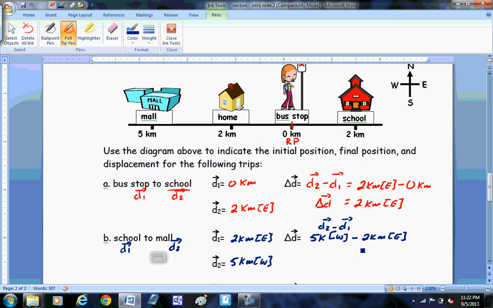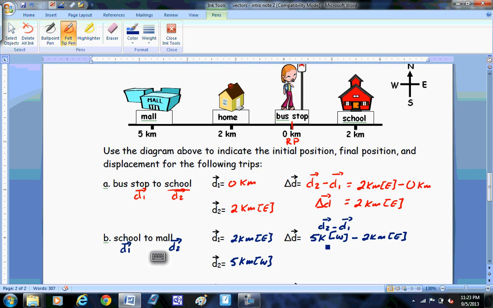Got a little bit of a problem here. I can't add or subtract vectors if they're not exactly the same direction, so you be mindful of that. So we're going to have to change one of these into the other direction. I can change the west into east or east into west. So I'm going to do this. I'm going to change this east into a west.